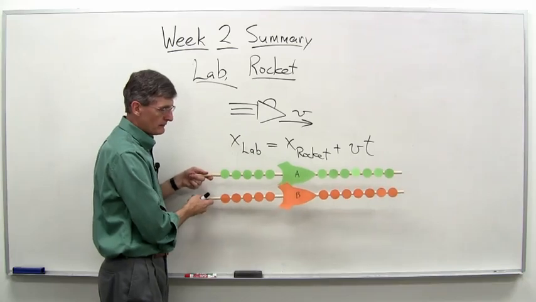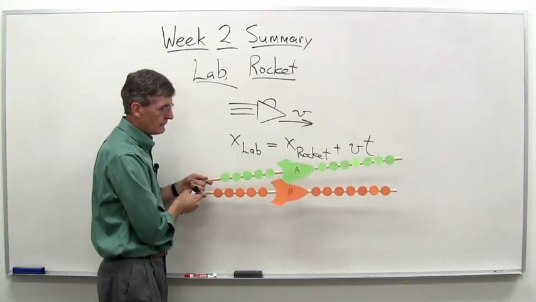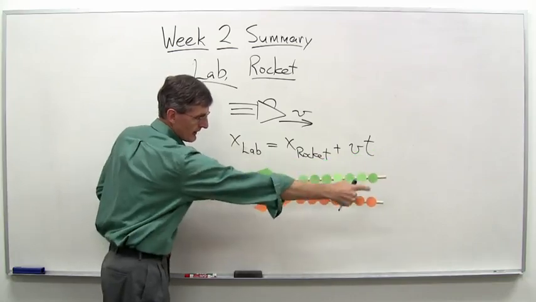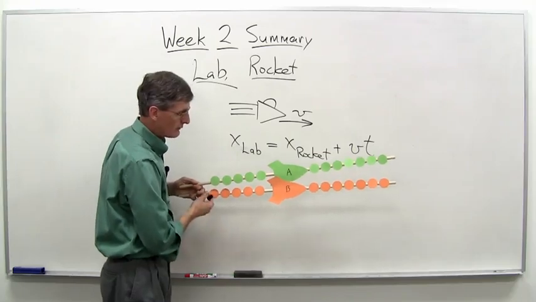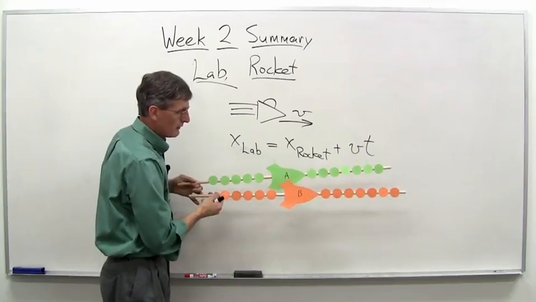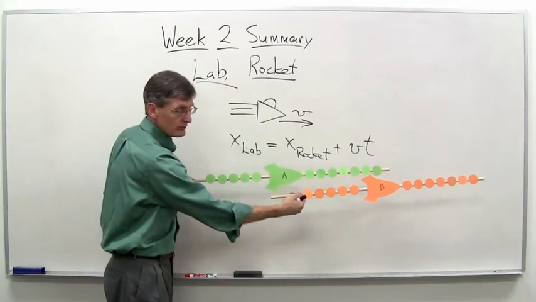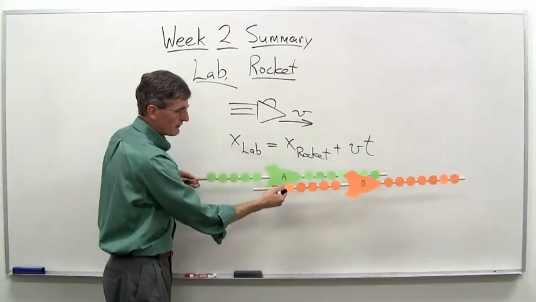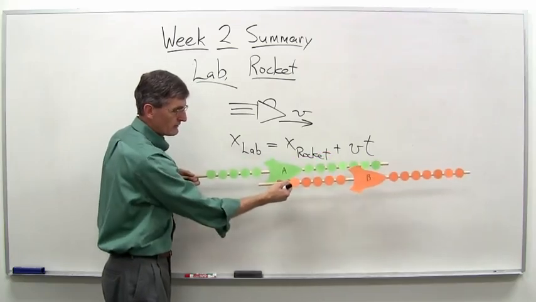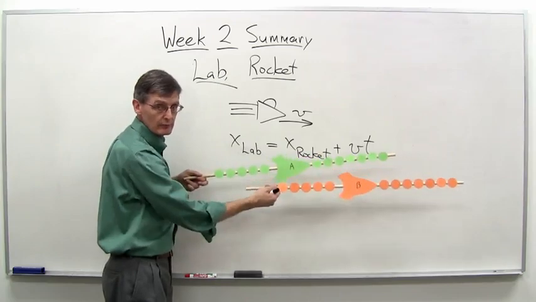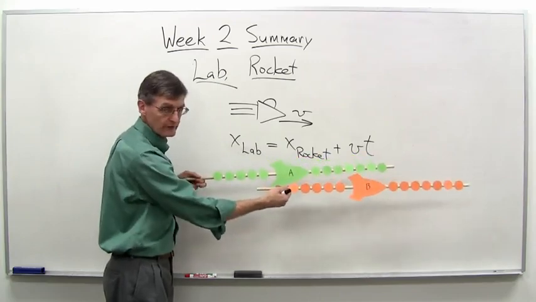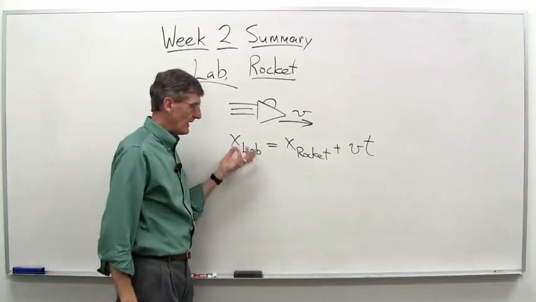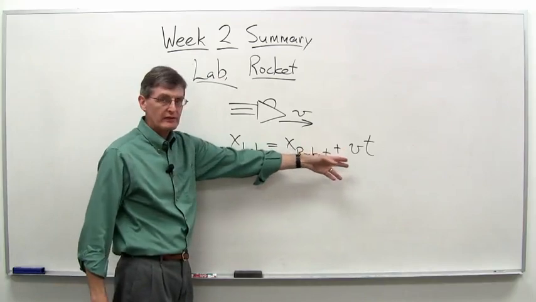And if Bob, at that instant in time, saw something right there, then Alice would see it at the same clock and position. But a little bit later, velocity times time, Bob has moved a certain distance, and therefore, if it's the same clock, it's that clock distance plus the distance he's moved. Velocity times time. So this is the basic equation. X lab equals X rocket plus vt.